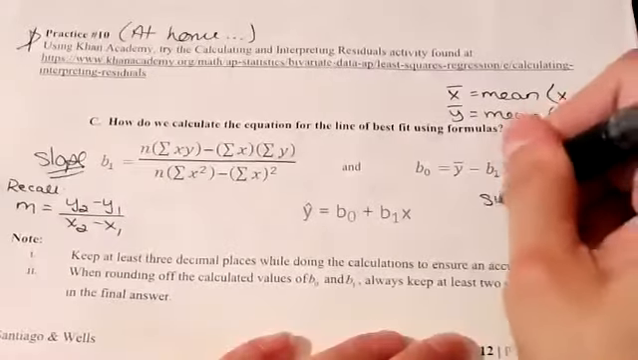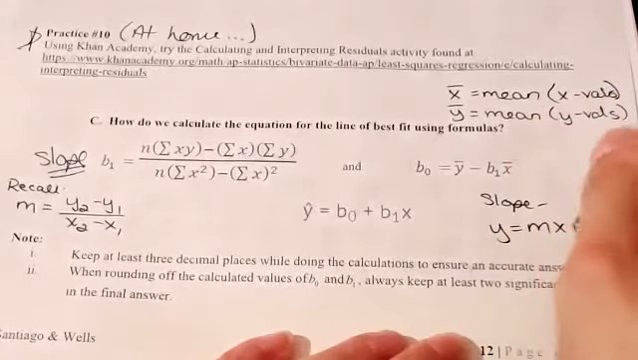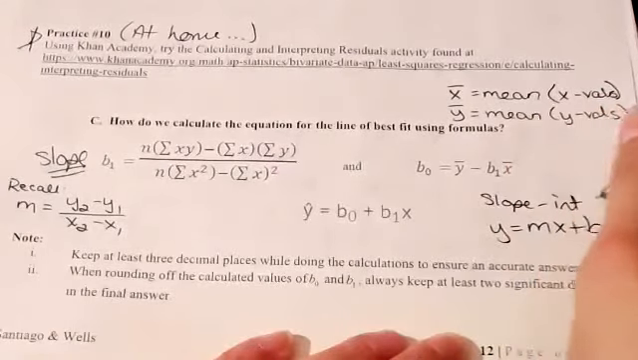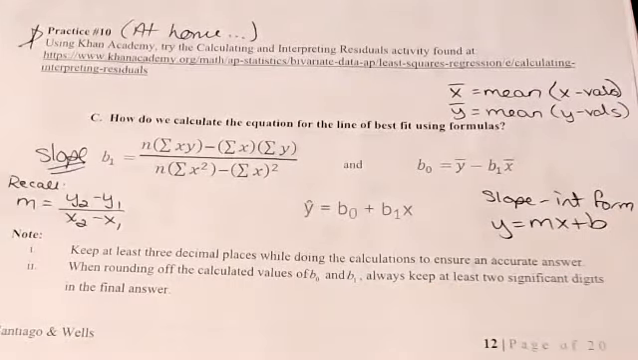Is it y equals mx plus b? Yes, perfect. Slope-intercept form, what we're familiar with, is y equals mx plus b.